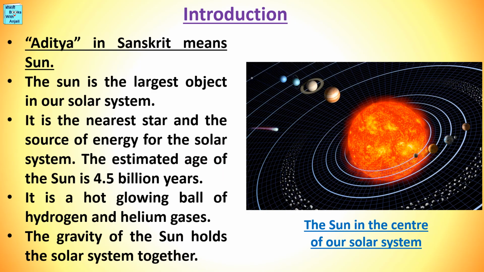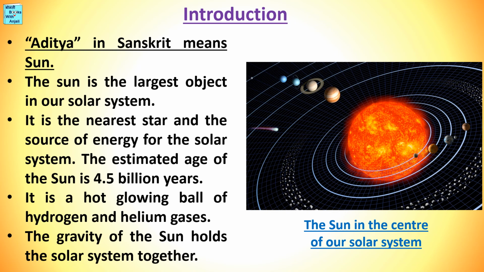Aditya in Sanskrit means sun. The sun is the largest object in our solar system. It is the nearest star and the source of energy for the solar system. The estimated age of the sun is 4.5 billion years. It is a hot glowing ball of hydrogen and helium gases. The gravity of the sun holds the solar system together.